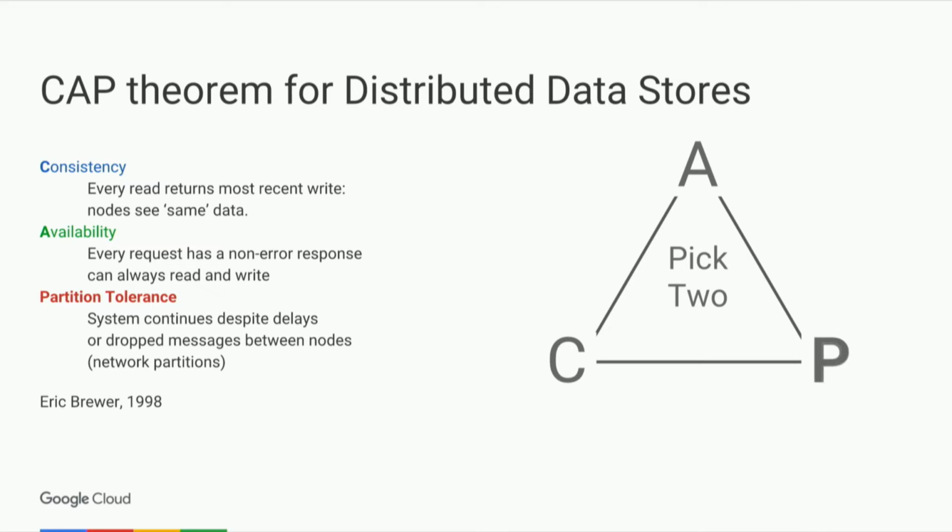In practice, it is impossible to avoid partitioning in any network system, so you're left with 2 choices. NoSQL databases are highly available and partition tolerant, but sacrifice absolute consistency for eventual consistency.